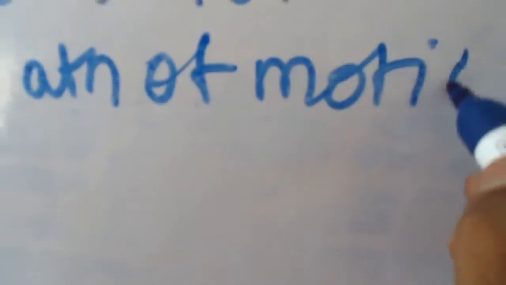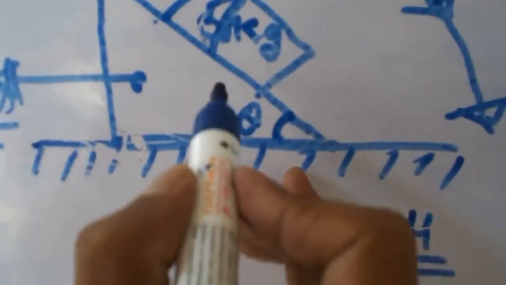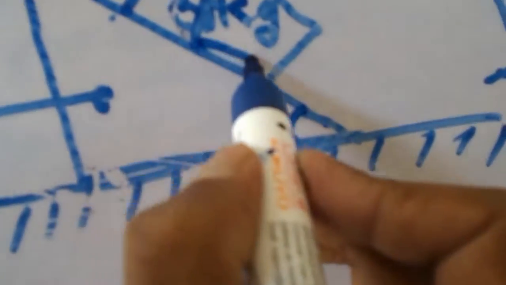This is not the path of motion. The motion will not take place along this path. What is the path of motion? The path of motion should be in this manner, because this block is not flying in the air.